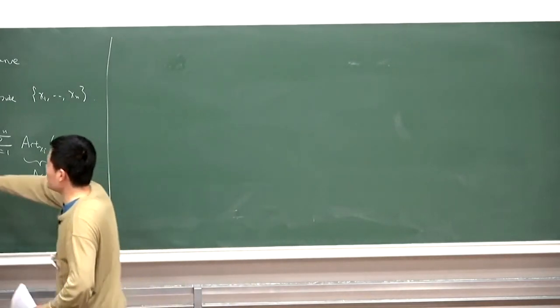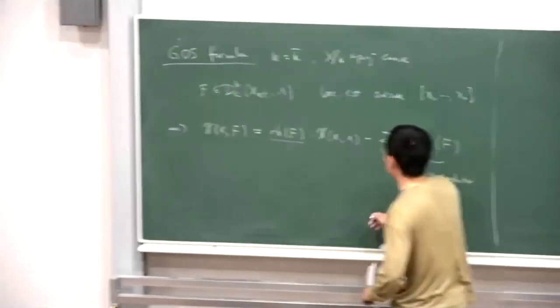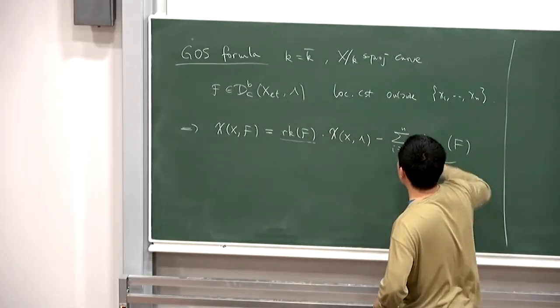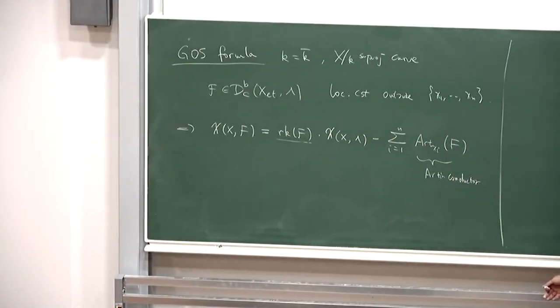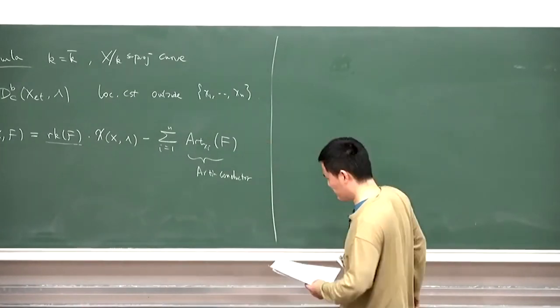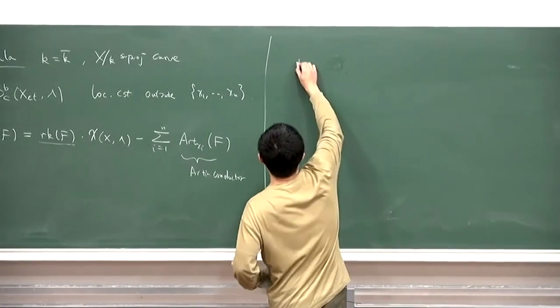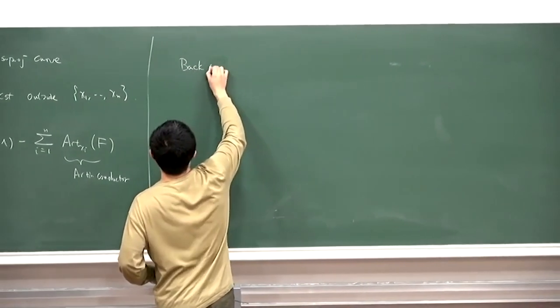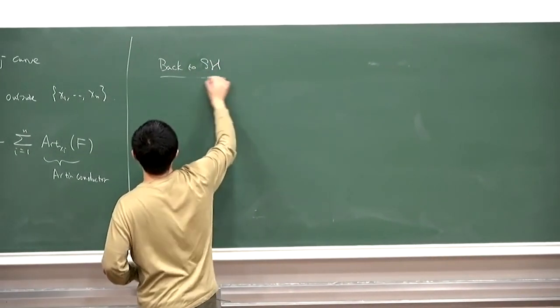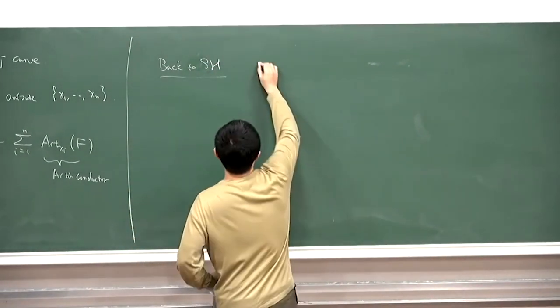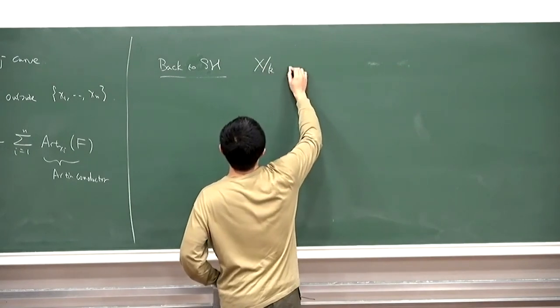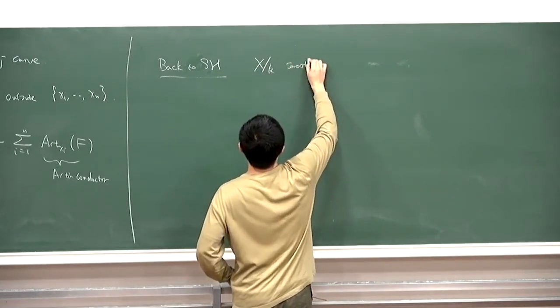Right. So this rank is just the generic rank. F is locally constant on a dense open subscheme of X. And if we go back to SH, we assume that K is a field and X is smooth over K.